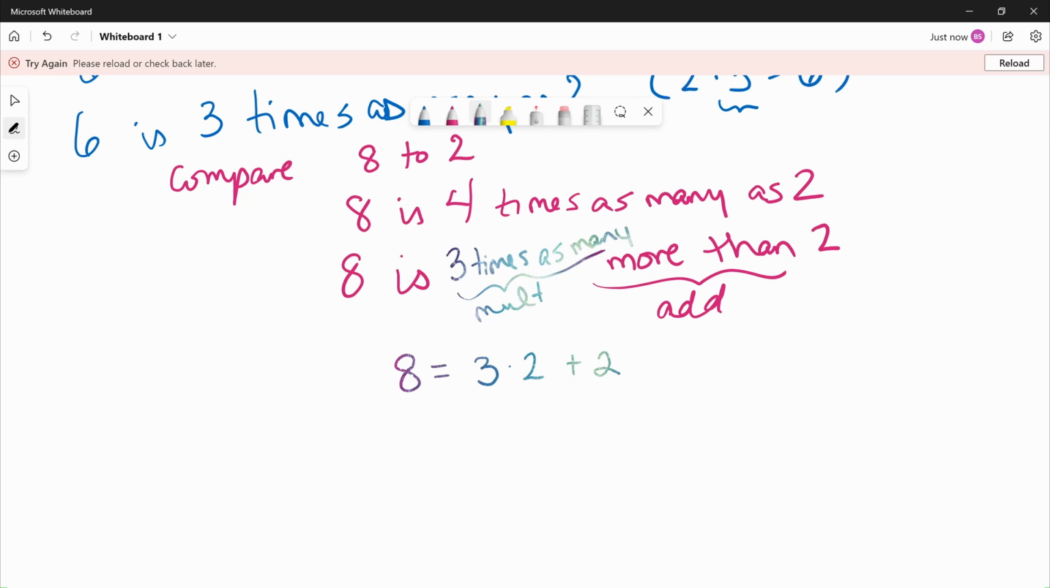Very often when we use this times as many more than, we fall back into this first interpretation of 8 as 4 times as many as 2. But when we toss in those words more than, they mean something. They mean that we're just looking at that difference for the phrase, the times as many. That's the difference between 8 and 2.